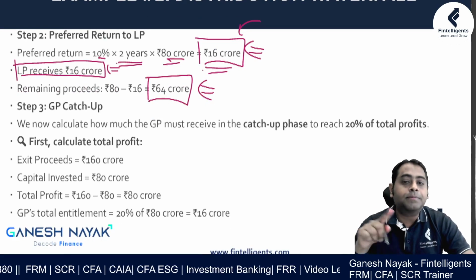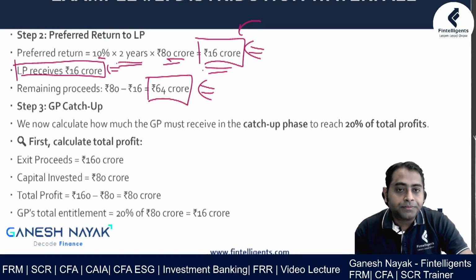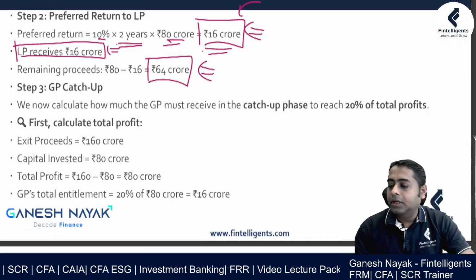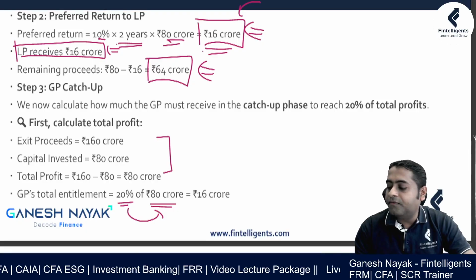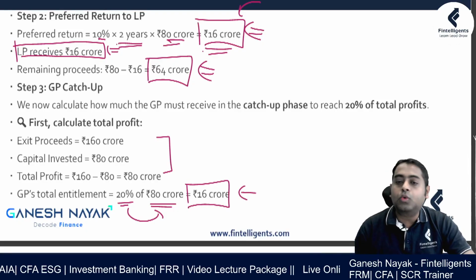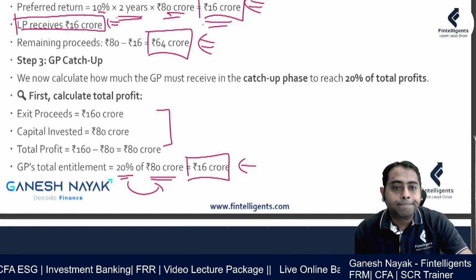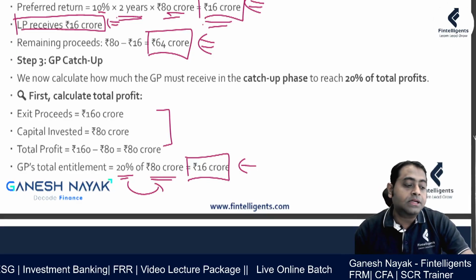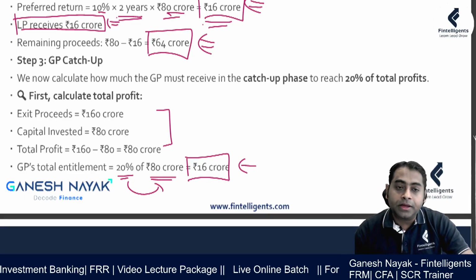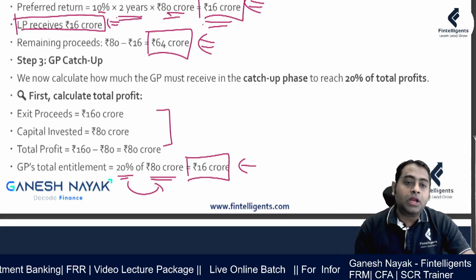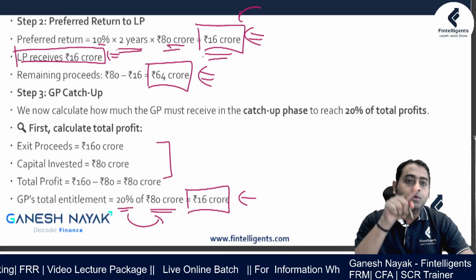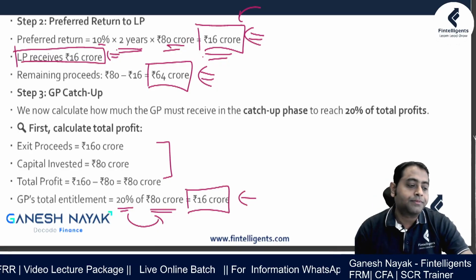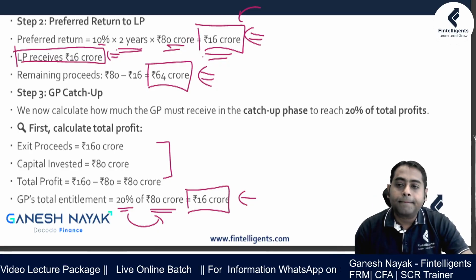Now the catch up period will happen. This is kind of a repeat. What is 20% of the overall profit? 16 crore. This is what the GP is supposed to get in total, but he will not be paid in one go. He will not be paid immediately. I'm taking a pause. Any confusion till this number in the second example? All good?